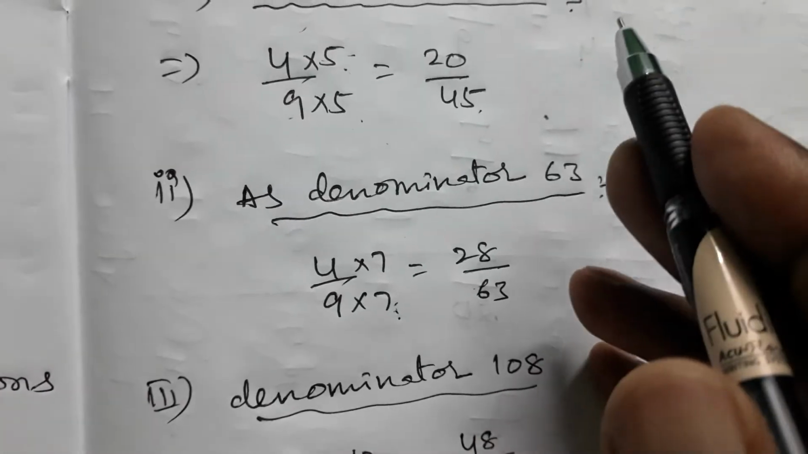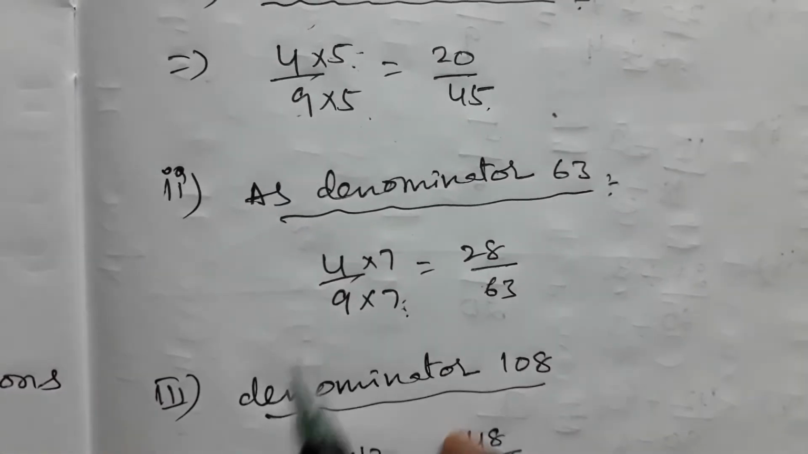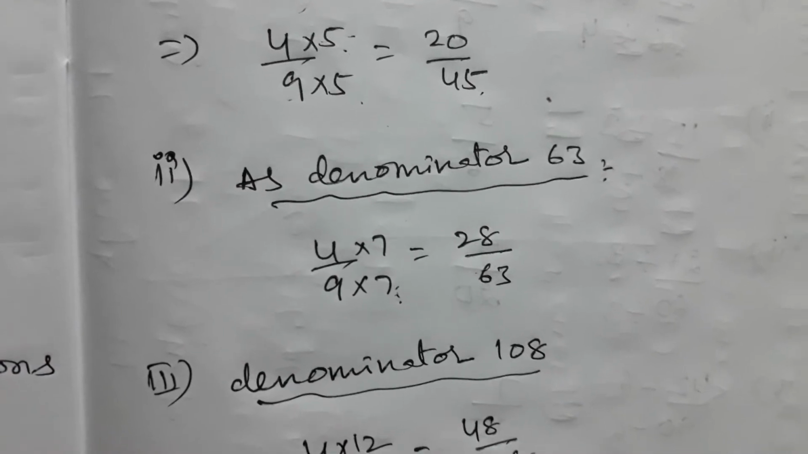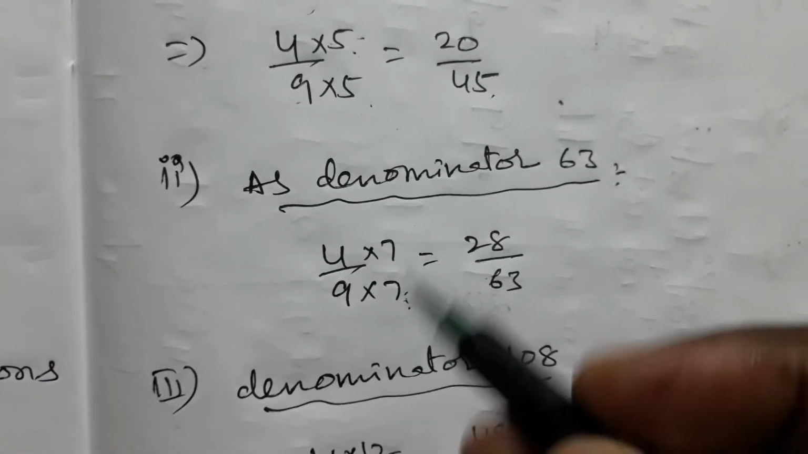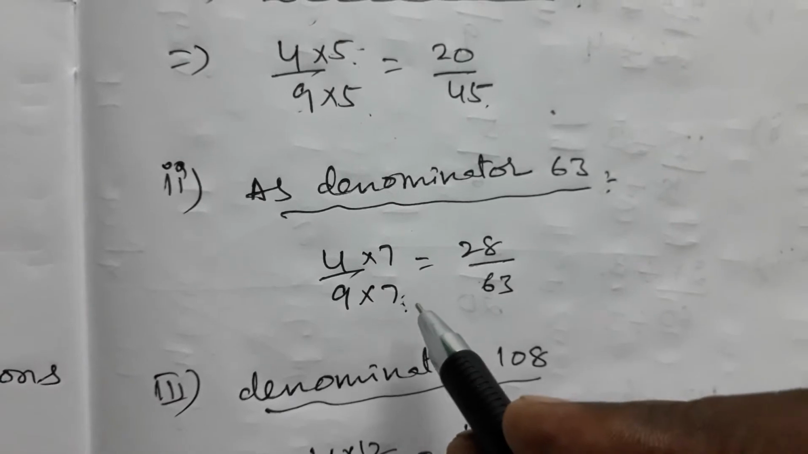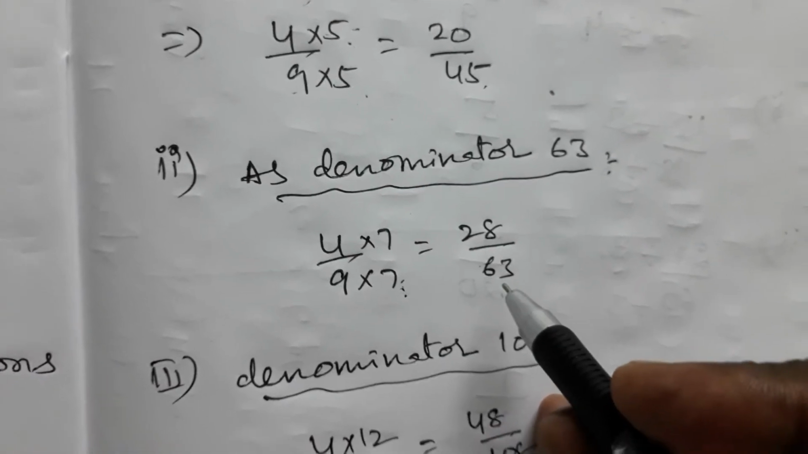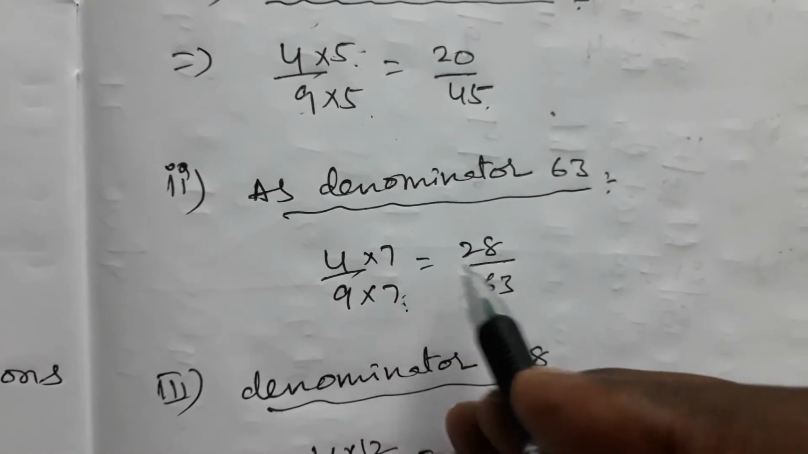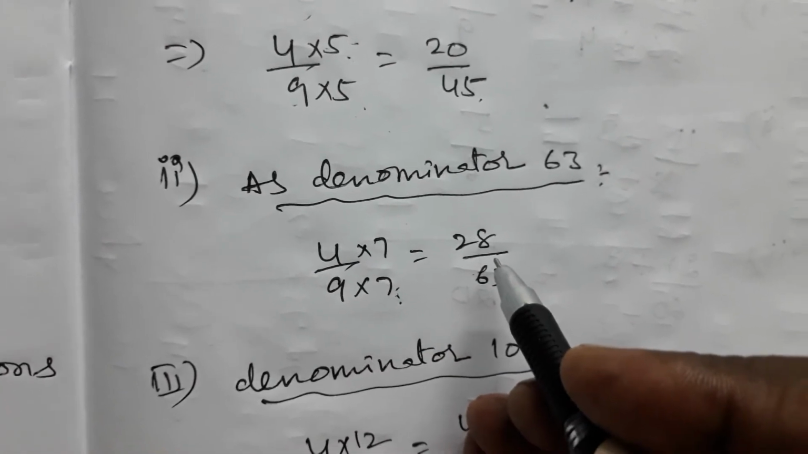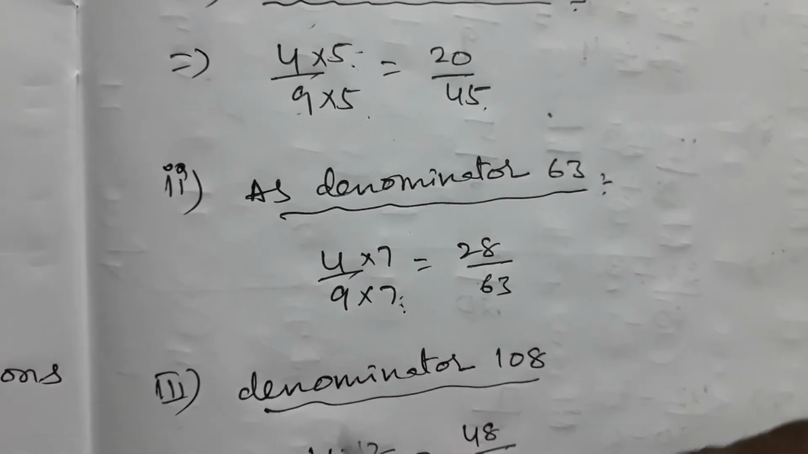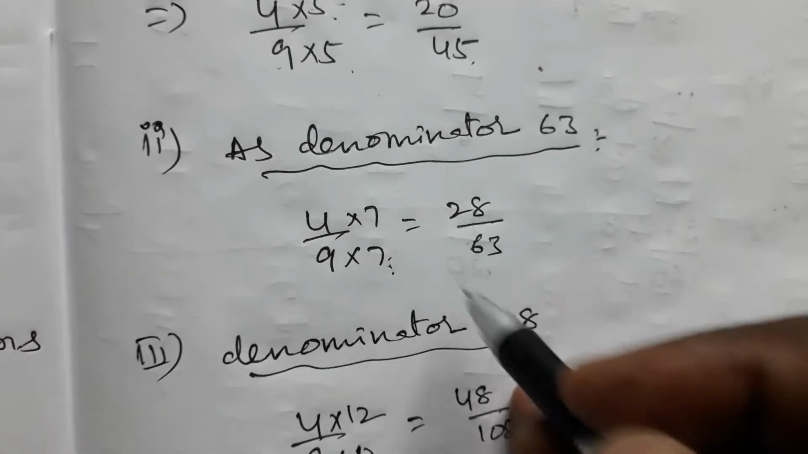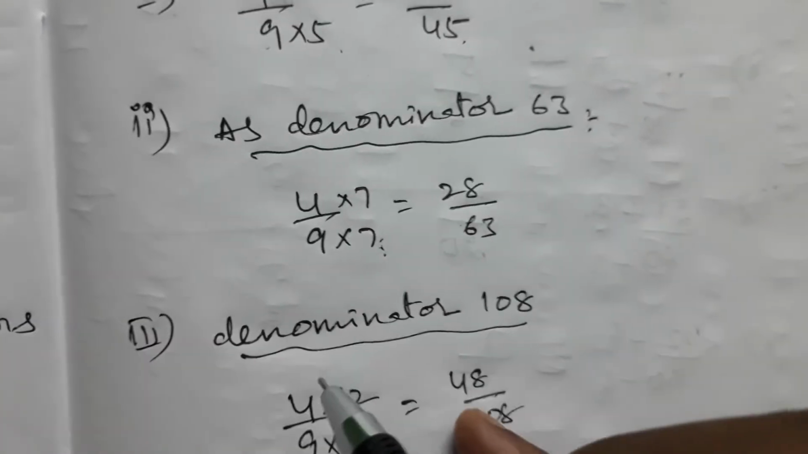And he asked for an equivalent fraction. To get an equivalent fraction, what do I have to do? Any fraction, multiply with the same number. Both numerator and denominator multiply with the same number. So here I multiplied 7. Why? To get 63 as per the condition. So the numerator also multiplies with 7. Why? To get an equivalent fraction. So both numerator and denominator multiply with 7 now. So we will get a new fraction that is equivalent to 4 by 9.